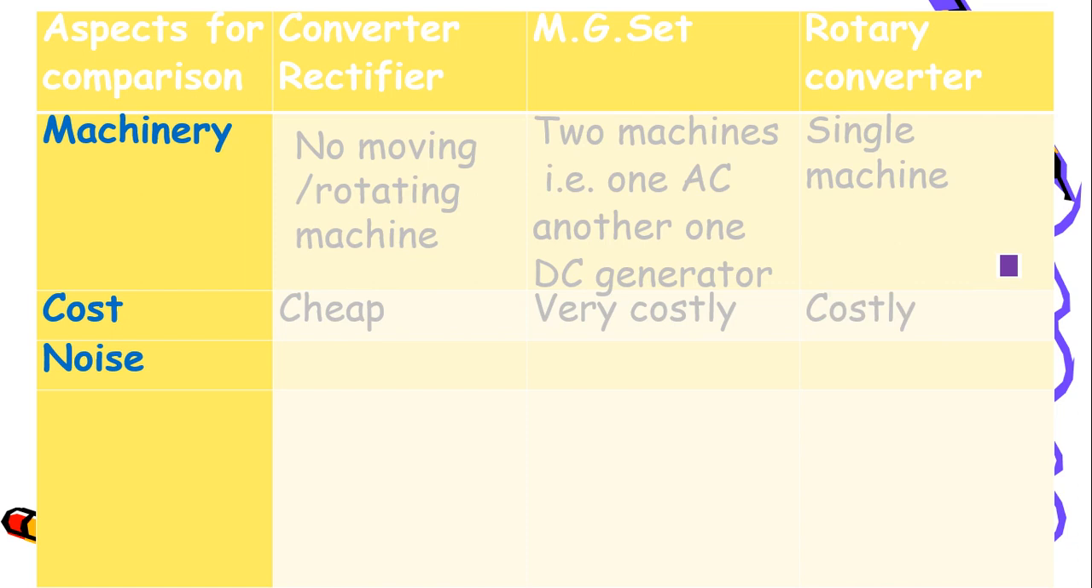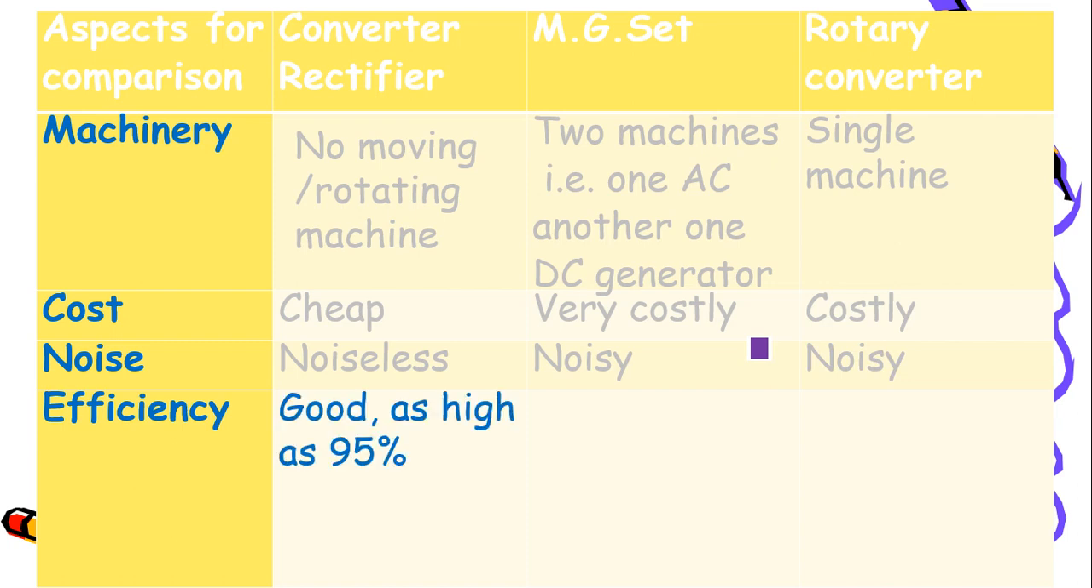And noise. The rectifier has lesser noise, comparatively it is a noiseless operation, and the MG set, because of two machines, is a noisy operation, and the rotary converter also will have noise.